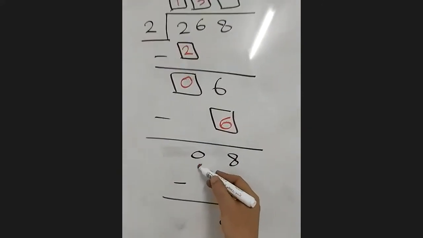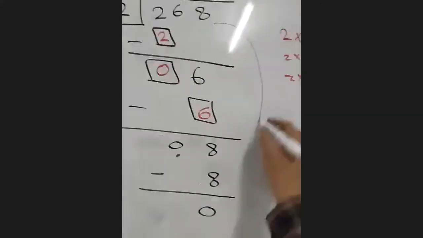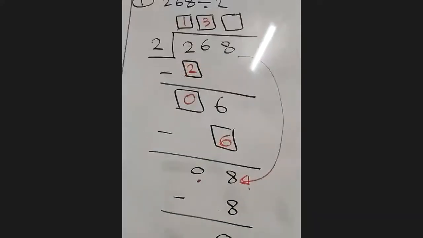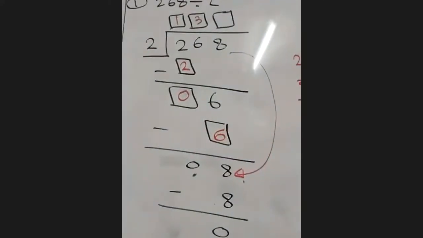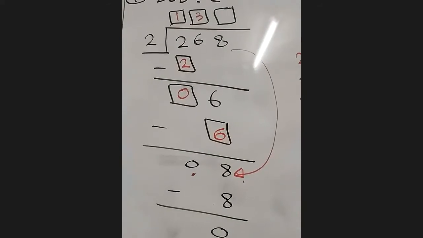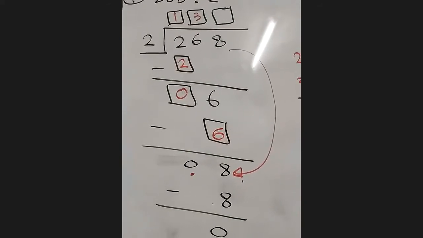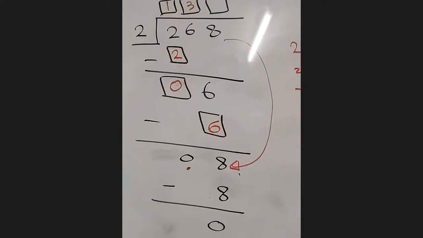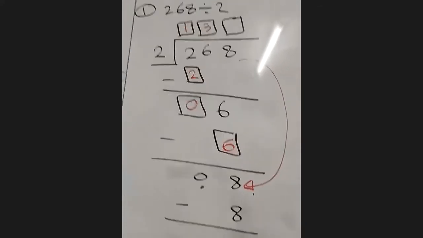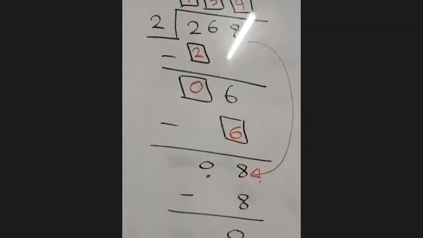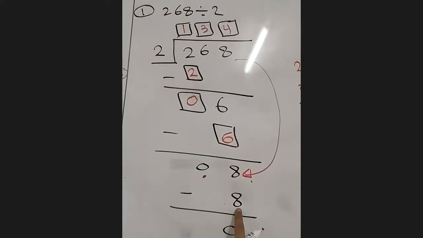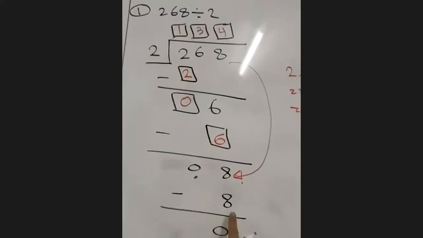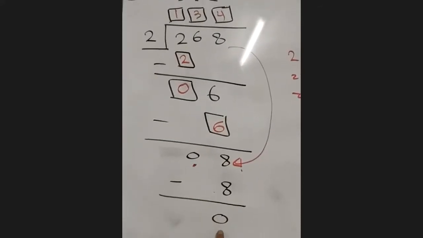0. I will bring what? The 8 down. What I will put up here? Put up 4. Why 4? Because 4 multiplied 2 is 8. The 8 is already written. 8 minus 8 equals 0.